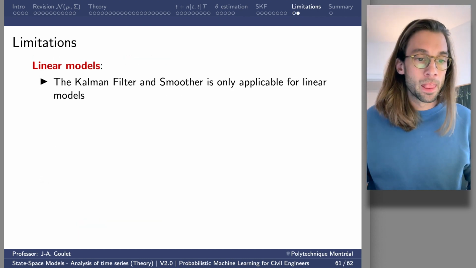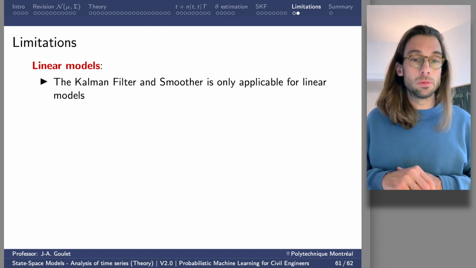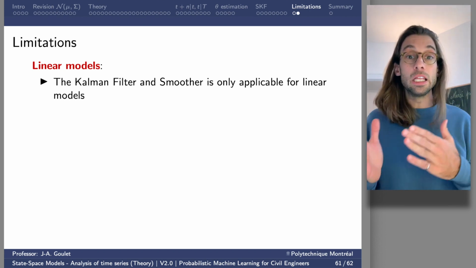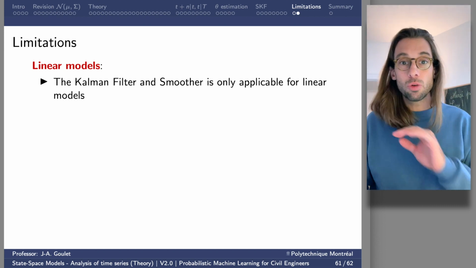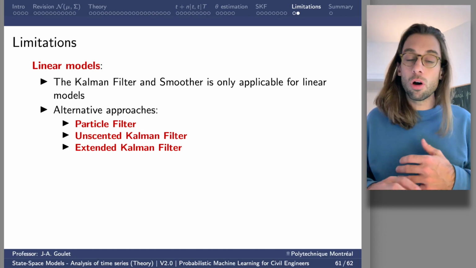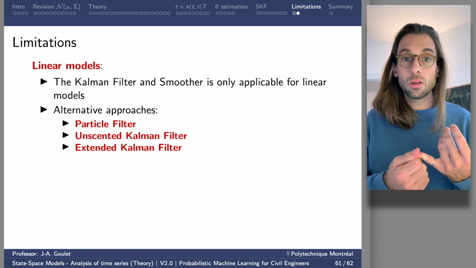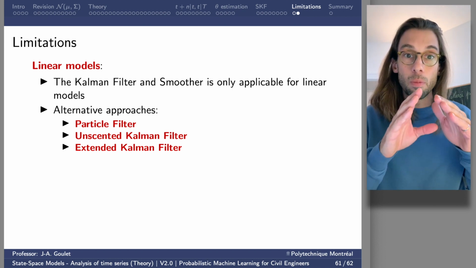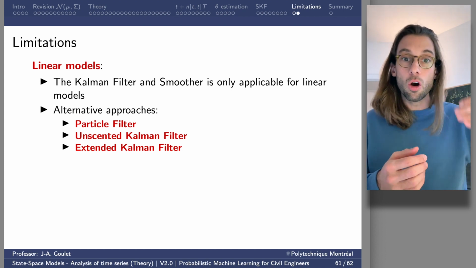Okay, what are the limitations associated with these state space models? First, all the transition and observation models are assumed to be linear, in the form AX plus B. The Kalman filter, the smoother, and the switching Kalman filter are only applicable to linear models. If you want alternative approaches, you can use the particle filter. The particle filter is a sampling based method that won't make any distributional assumption about the posterior PDF of your hidden state. It's going to be inferred through sampling over time.